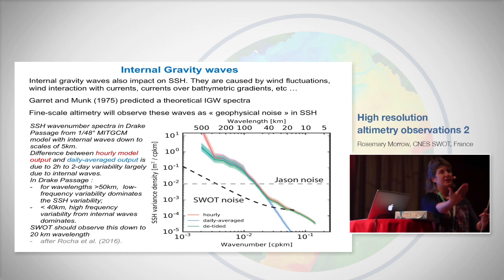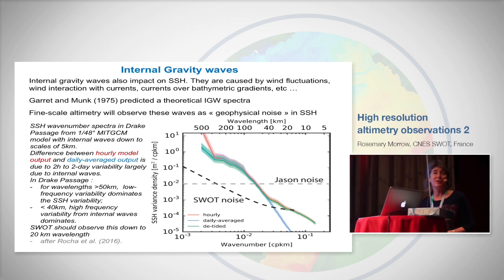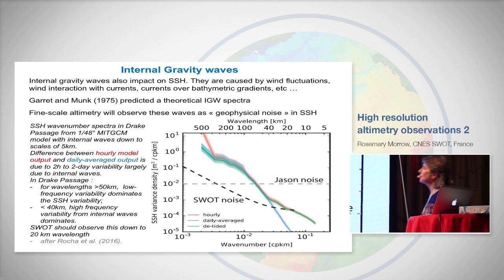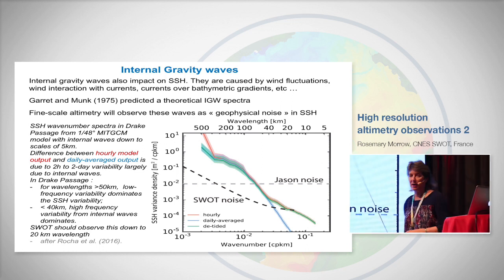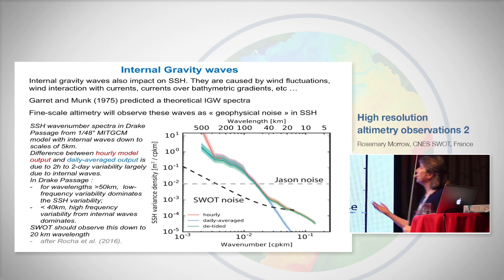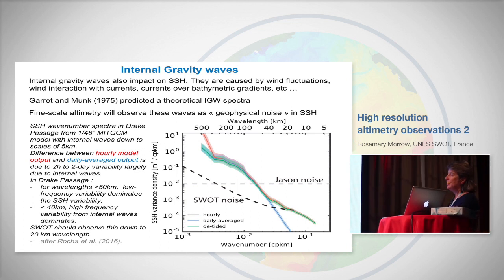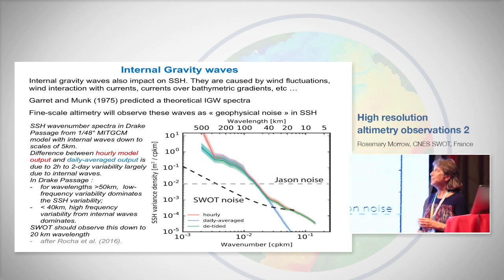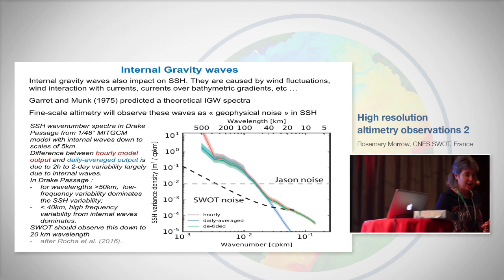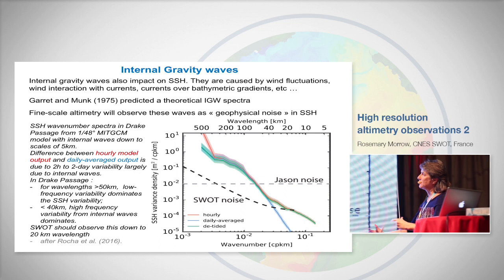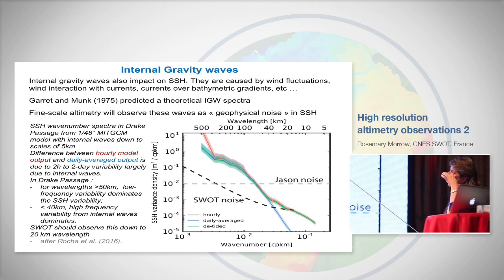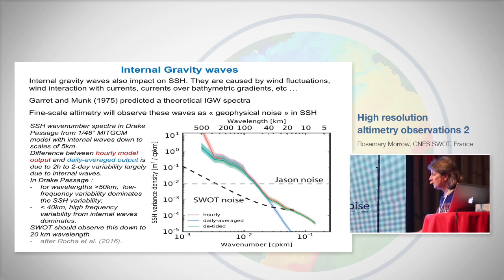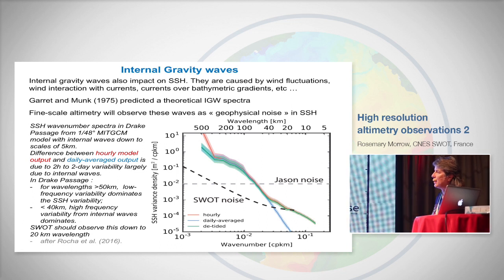Another thing that occurs in this 15 to 100 kilometre wavelength band are, of course, internal gravity waves. And internal gravity waves have been studied from moorings for a long time. They exist everywhere. They're caused by wind fluctuations, interactions of current with bathymetry, lots of things that generate instabilities, and then they propagate as internal gravity waves. Garrett and Munk predicted a theoretical internal gravity wave spectra in time, and people have projected that to look at how it works in space. And the thing is, these internal gravity waves add energy at small scale, which kind of pumps up this part of the spectra.